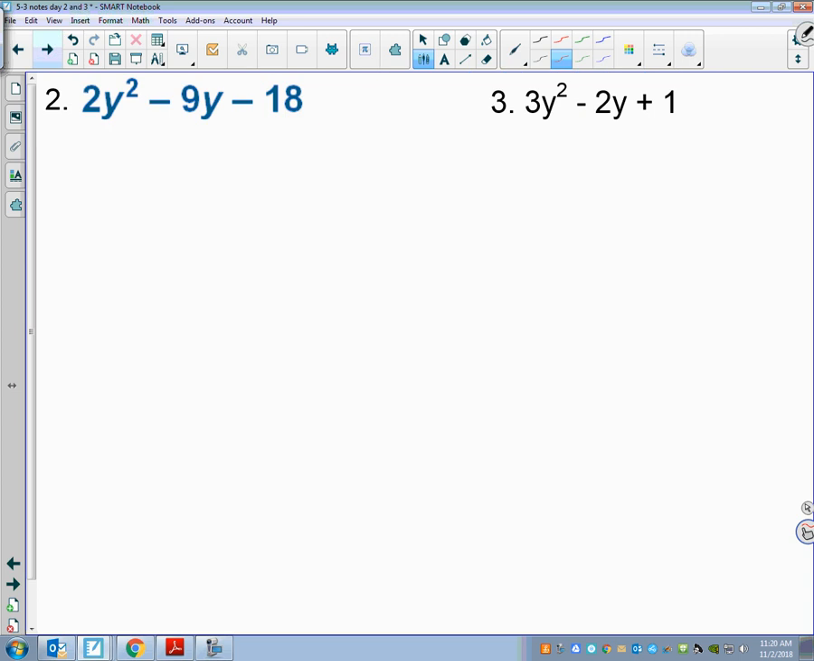So let's practice a couple. So what about this one? There's a number in front, there's no GCF, so I'm going to do an upside down rainbow this time. 2 times -18 is -36. So then just like normal factoring, to me the hardest part is coming up with the two numbers. What multiplies to give me -36 that subtracts to give me -9?